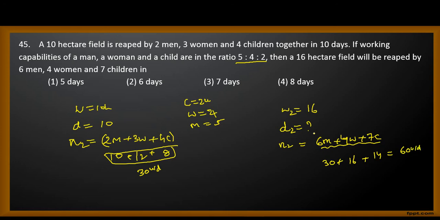How many days do they require to do reaping for 16 hectares of field? Now the efficiency, this is the rate: 30 into the days they are taking, 10 days, to do 10 hectares. With efficiency of 60, we have to find the days to do 16 hectares. 3 ones, 3 twos, 10 and 10 get cancelled, 2 ones, 2 eights. On simplification, we get D equals 8 days. Answer is option 4.